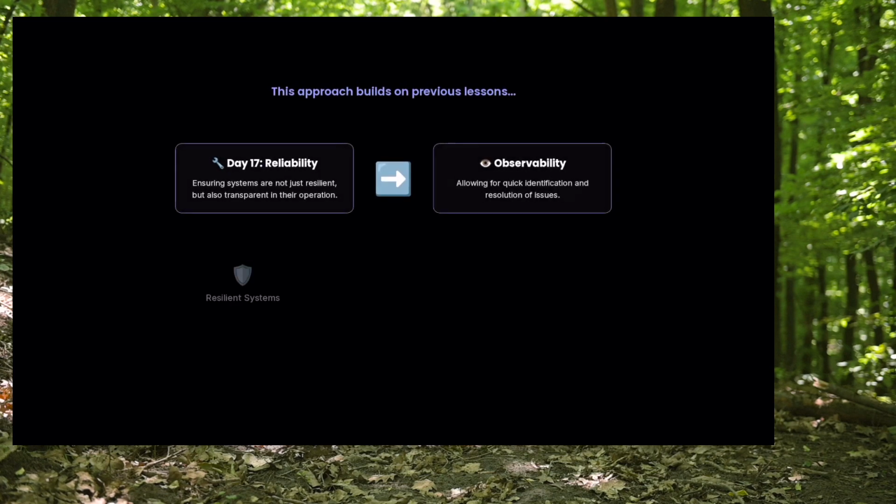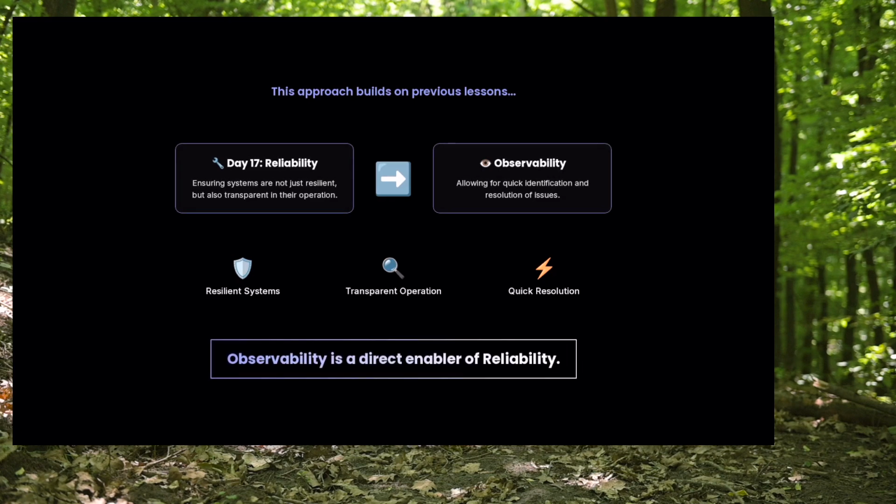This approach builds on Day 17's reliability engineering, ensuring your systems are not just resilient, but also transparent in their operation, allowing for quick identification and resolution of issues. Observability is a direct enabler of reliability.